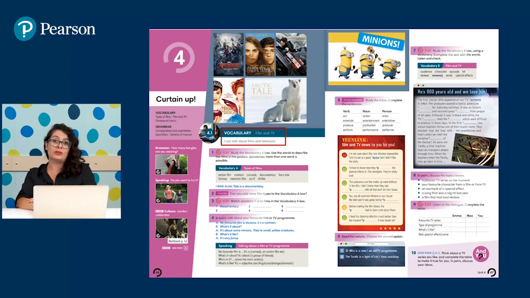unit of each level. As one can see from the unit title Curtain Up and the content summary, the unit theme deals with films, and the vocabulary introduced in the first lesson is related to films and TV. The can-do statement presented at the beginning of each lesson gives learners the objective of that lesson, and it is always a good idea to go over these can-do statements before presenting the lesson content.